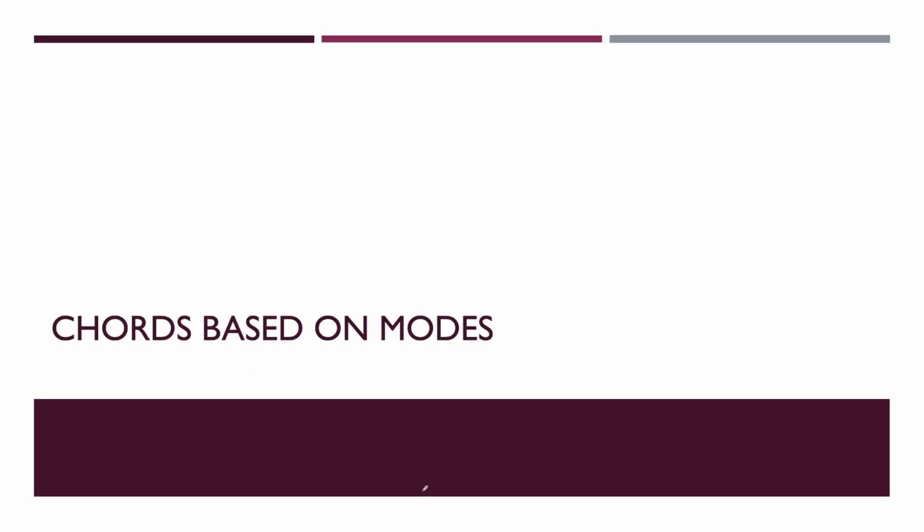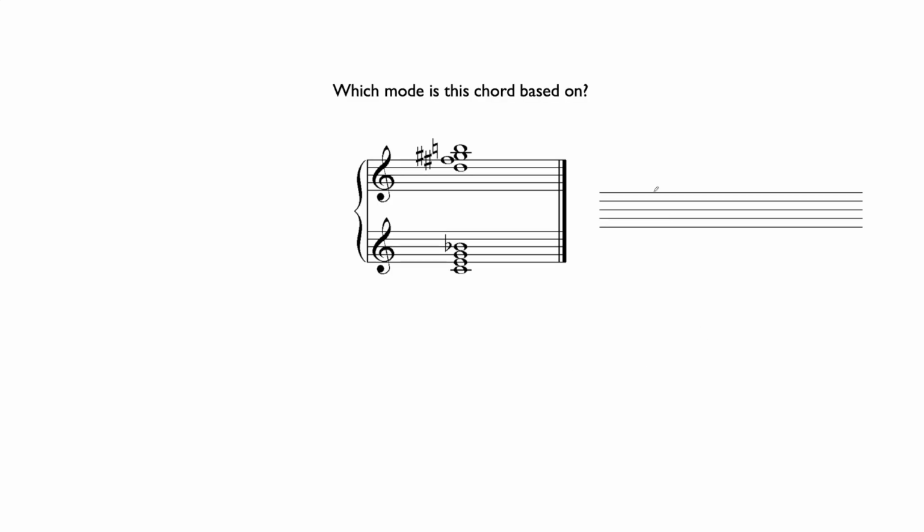We already talked about chords based on modes, and here are a couple of examples from Messiaen's music. There's a chord: the lower part, the dominant seventh, and the upper part. And if we hear that together. So, what is the mode that the chord is based on? Let's try to find out.